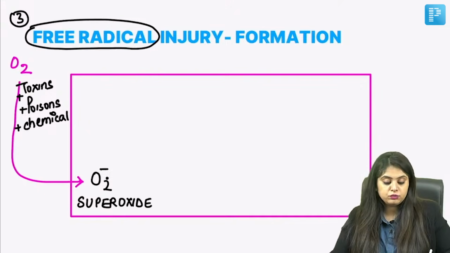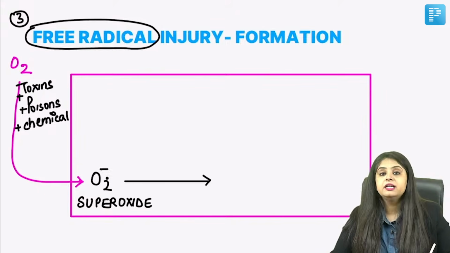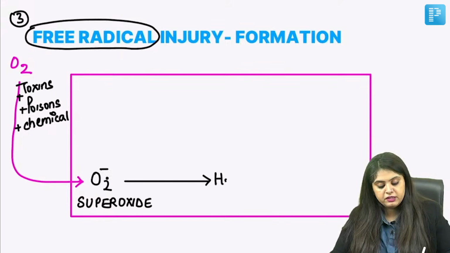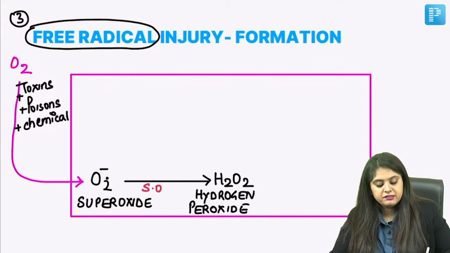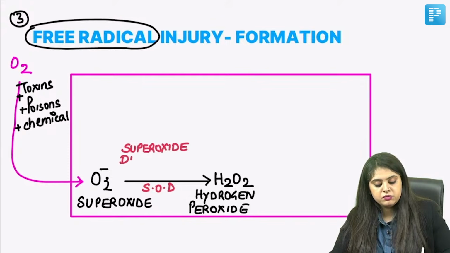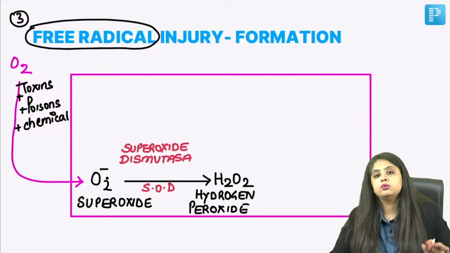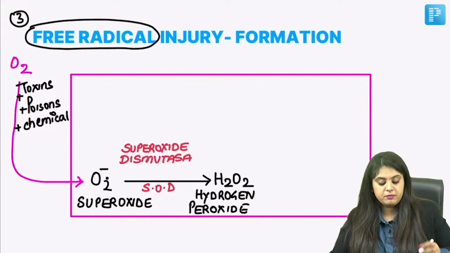The first free radical is going to be superoxide. As soon as superoxide is formed in your body, the next free radical formed is going to be H2O2, known as hydrogen peroxide. कैसे बना मैम हमारी बॉडी में? हमारी बॉडी में there is an enzyme called SOD. What is the full form of SOD? It is superoxide dismutase, and H2O2 will form. ठीक है, तो second free radical भी बन गया.